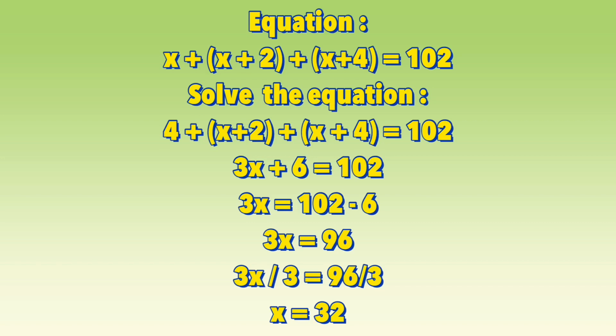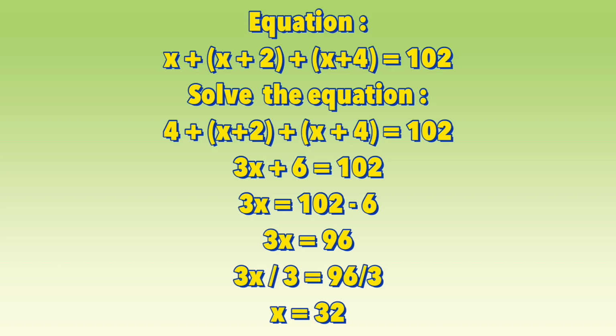Next, solve the equation. x plus 2 plus x plus 4 equals 102. Then x plus x plus x equals 3x, 2 plus 4 equals 6, equals 102. Then we're going to transpose the 6 to the right side of the equation, becomes negative 6. Then bring down the 3x. Then next, simplify: 102 minus 6 equals 96, bring down 3x.